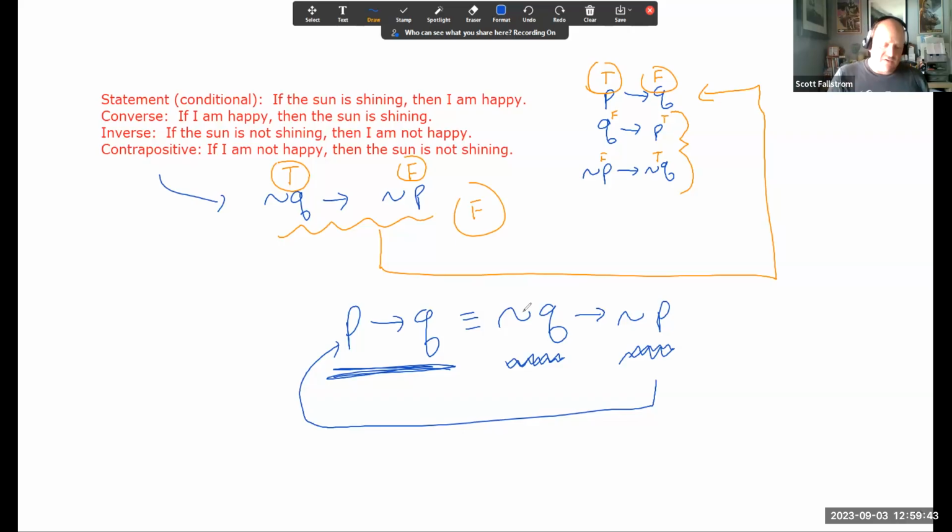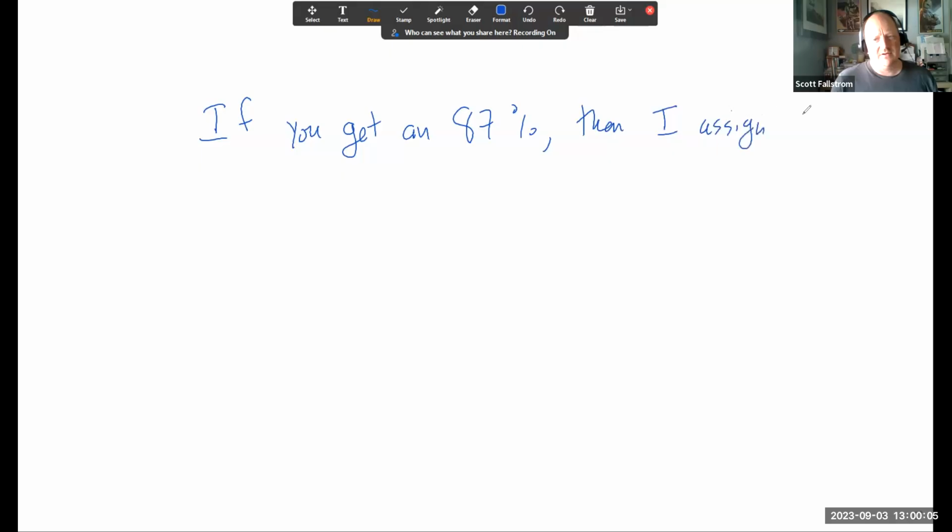We can show them in a truth table if you prefer. I was trying to do more of an explanation on this one. And we can do other ones too. So let's see here. If you get an 87%, then I assign a B. Okay, so this is, if you look at our grade scale on the class, if you get an 87% in the class, then I assign you a B.